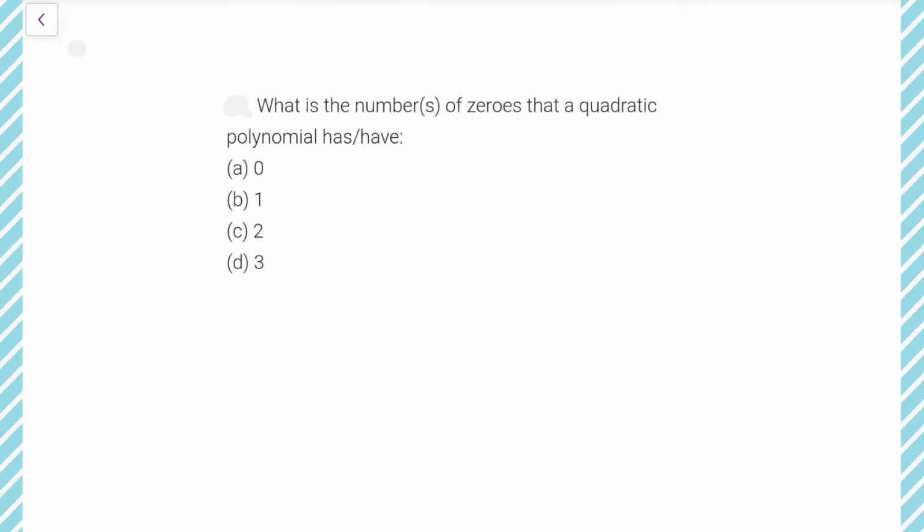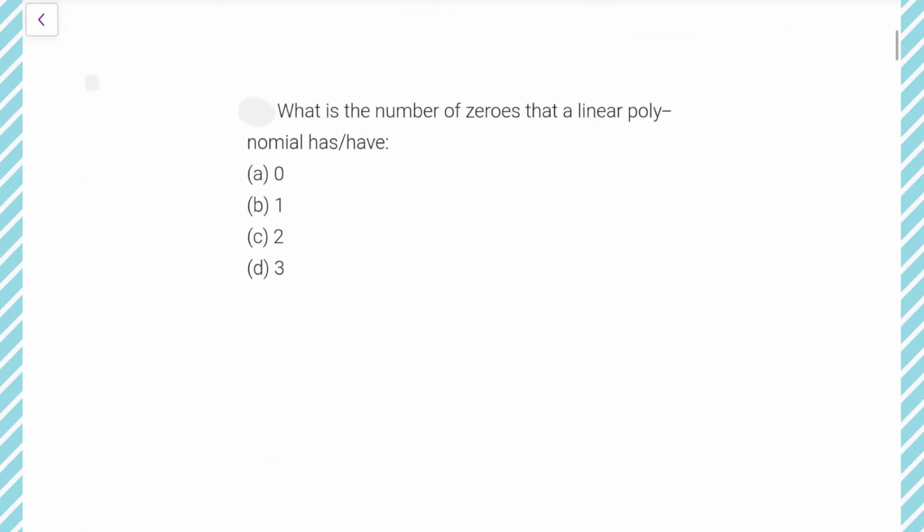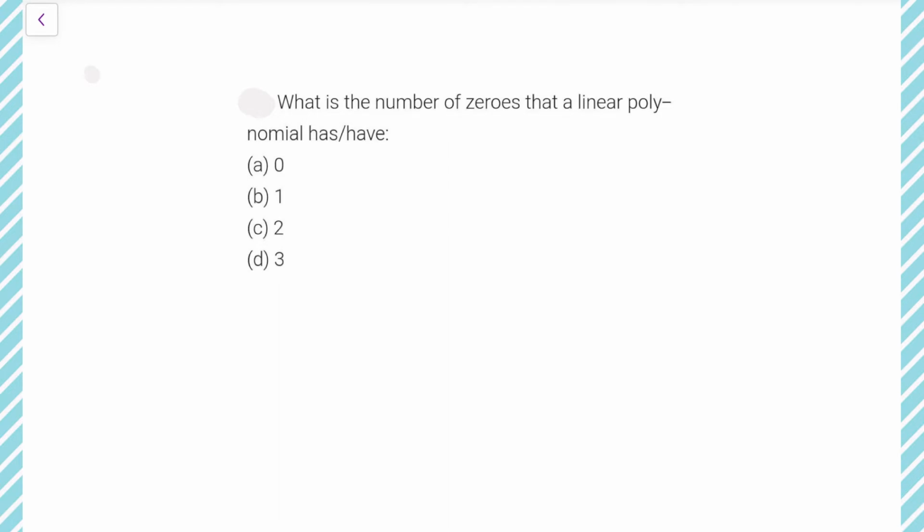Next question. What is the number of zeros that a quadratic polynomial has? Quadratic means the degree is 2. So if the degree is 2, then the maximum number of zeros will be 2. Next. What is the number of zeros that a linear polynomial has? Linear means the degree is 1. So if the degree is 1, then the maximum number of zeros is also 1 only.